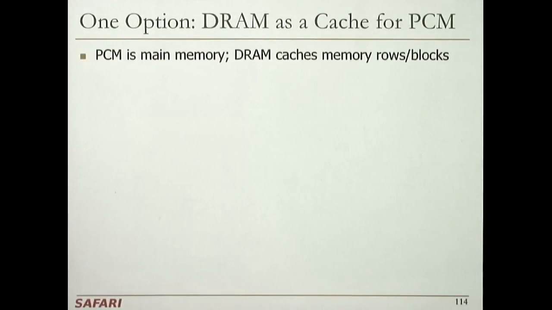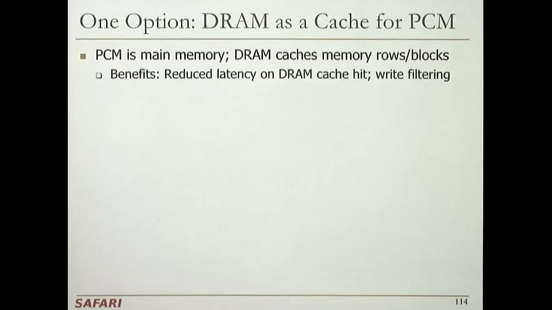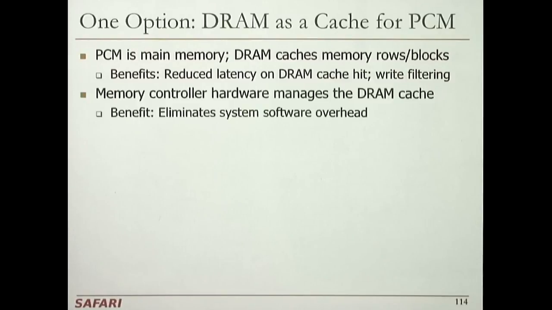So one option is DRAM used as a cache for phase change memory. In this case, phase change memory is main memory, and DRAM caches memory rows or blocks. The benefit is you have reduced latency on a DRAM cache hit, and you can use the DRAM as a write filter. You buffer the writes. And I'm going to assume that the memory controller hardware manages the DRAM cache. The benefit is this eliminates the system software overhead. You don't need to go through the operating system to actually move the data.